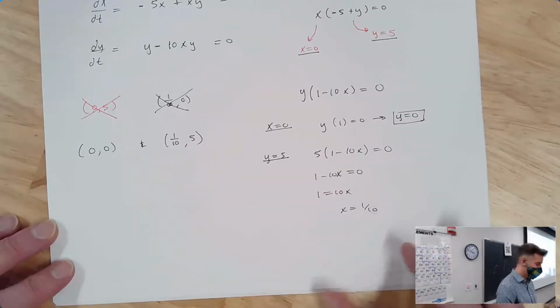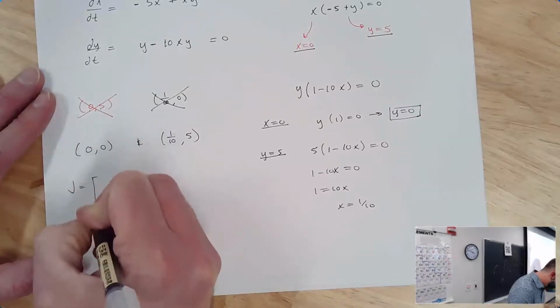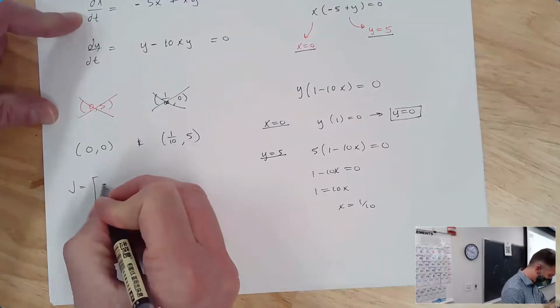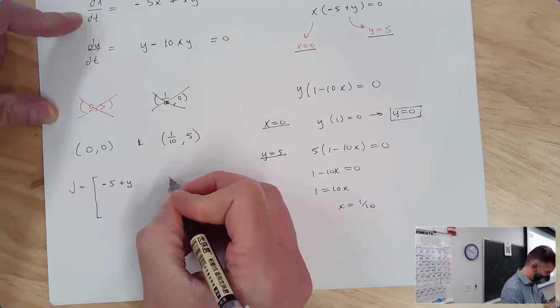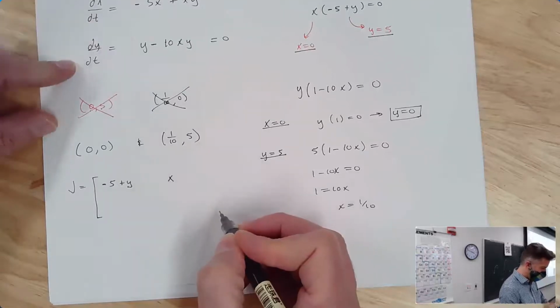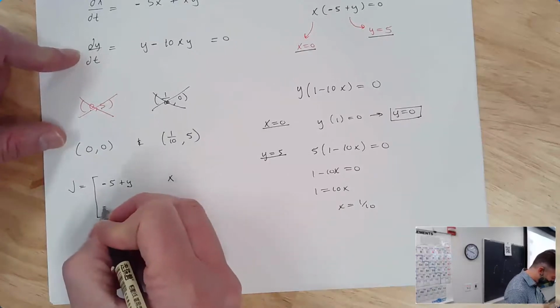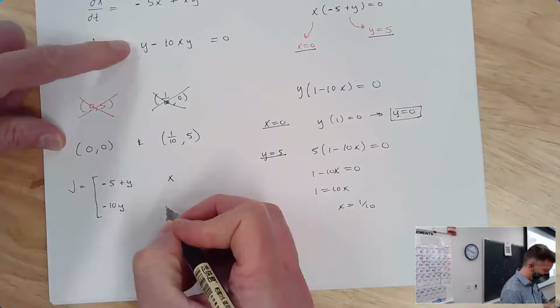All right, now the usual thing, we're going to find the Jacobian. So it's going to be the derivative of the first equation with respect to first x, so -5 plus y, and then with respect to y, it's going to be just x. And then the derivative of this second equation with respect to first x, -10y, and then with respect to y, which is going to be 1 minus 10x.